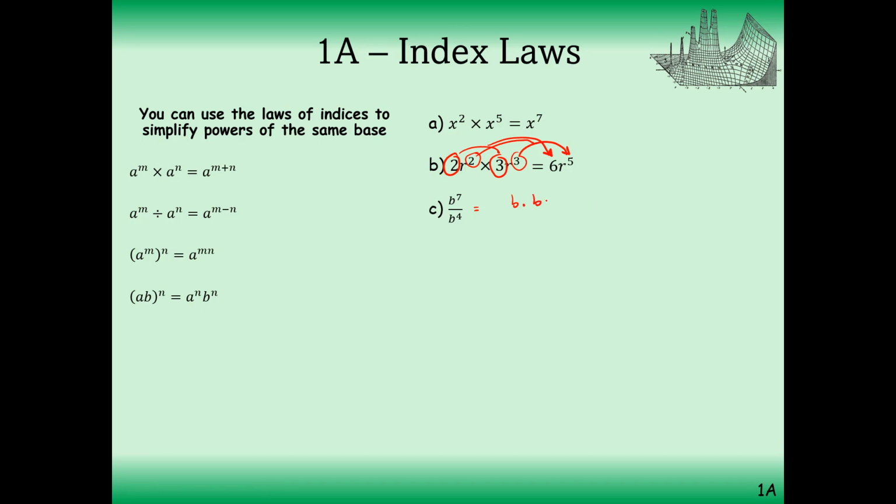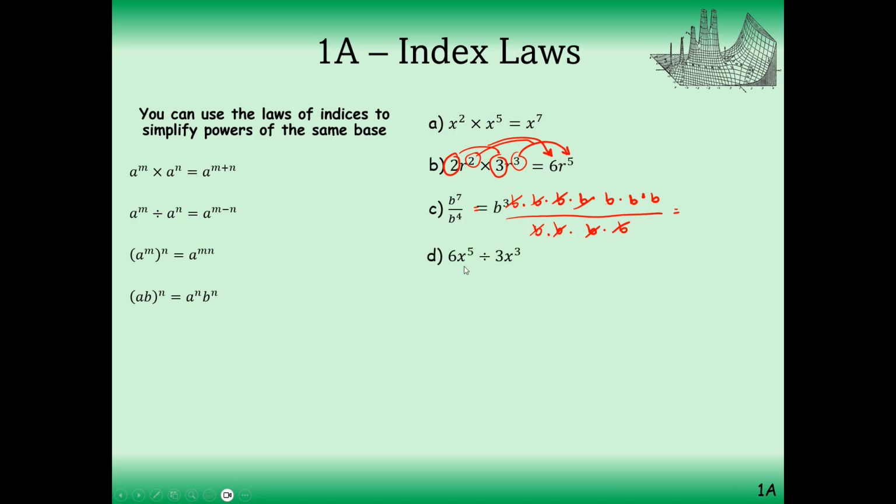Okay, so in the next expression you would have 7 b's on top of the fraction, so b times b times b times b, like so, and you would have 4 b's in the denominator, so these would cancel away and these would cancel away. So we will end up with 3 b's on top of the numerator. Therefore, you write b cubed.